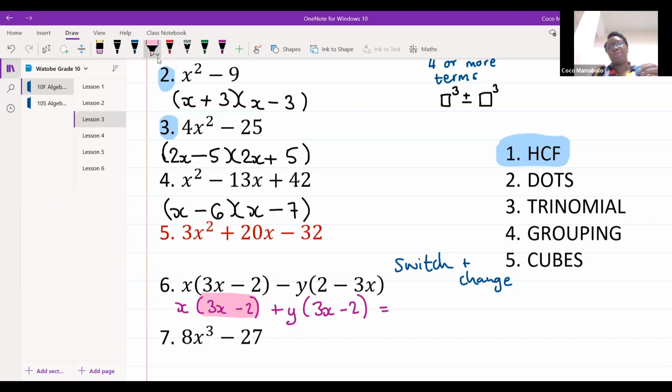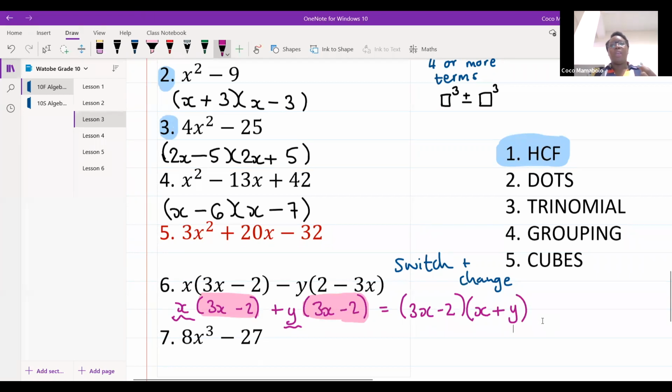3x minus 2 and 3x minus 2. The whole thing is our common factor. It's our highest common factor. Because both of the brackets look exactly the same and they both belong to x and y, they are our highest common factor. They're our common factor. So we're going to take it out: 3x minus 2. And then what do I have left? What I have left is x and y. X plus y. That's what I've got left.